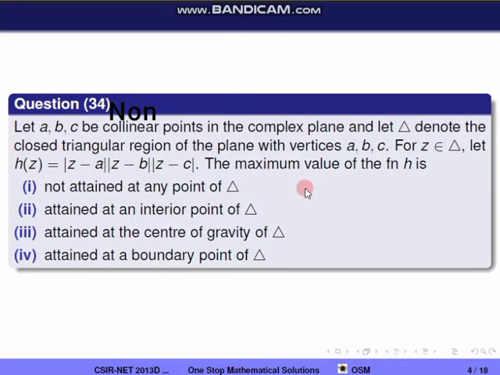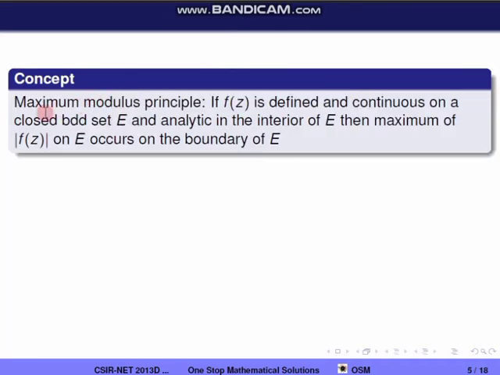So we'll look into the concepts used. The maximum modulus principle states that if f of z is defined and is continuous on a closed bounded set E and analytic in the interior of E, then the maximum of modulus f of z on E occurs on the boundary of E. So we'll move on to the question.